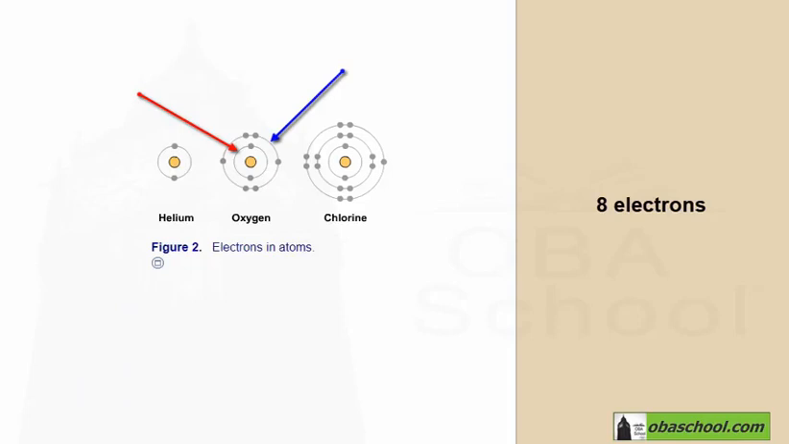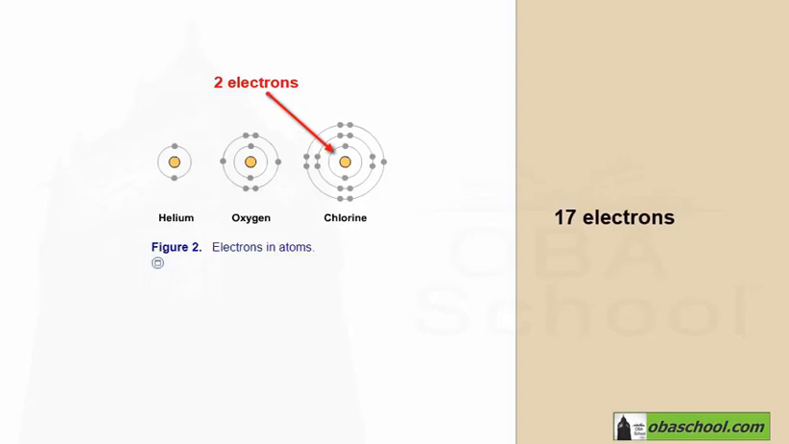Chlorine in turn has 17 electrons, so following our previous approach, the first innermost shell holds a maximum of 2 electrons. The second energy level holds a maximum of 8 electrons. Thus, we have a total of 10 electrons in shells 1 and 2. Finally, the remaining 7 electrons are placed in the third and outermost energy level, which can hold up to 8 electrons.